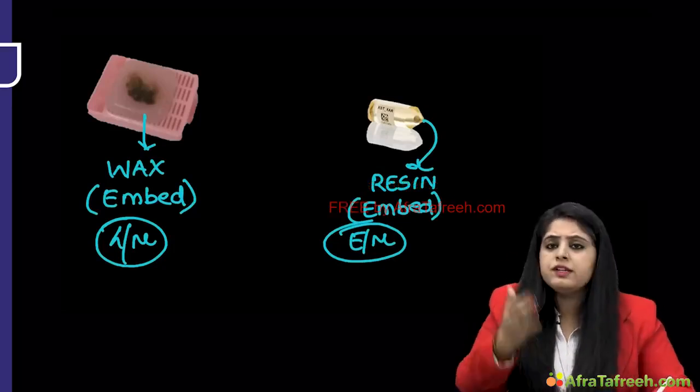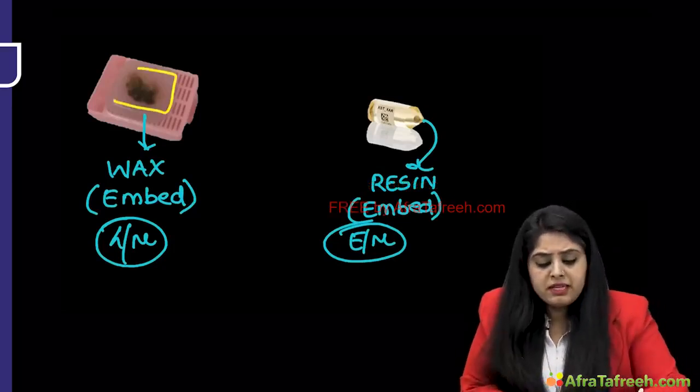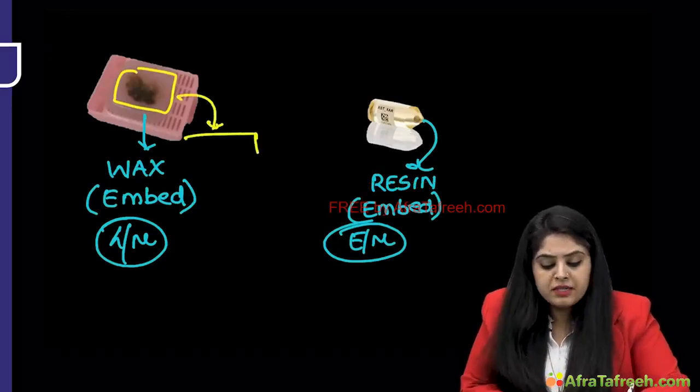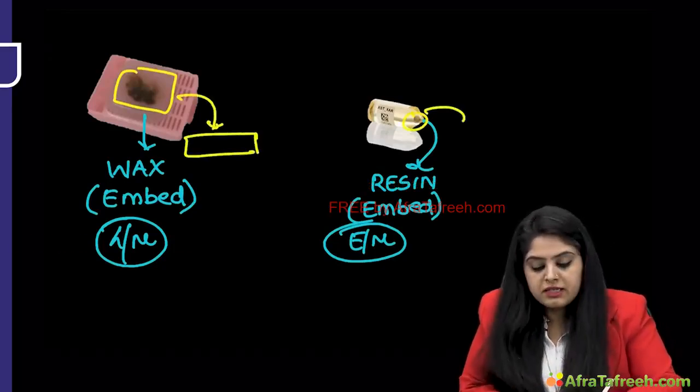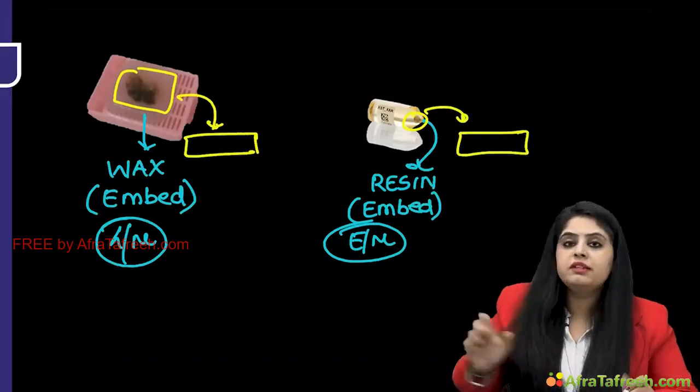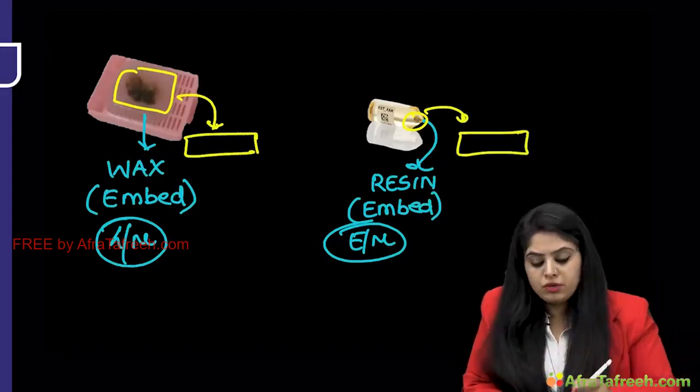So now see, your samples are ready. What will you do? You'll say cut through it. Cut it. There's a blade. Cut it. Put it on a slide. Similarly, cut it, put it on a slide. I want to look at the slide under the microscope. So, quickly cut it, put it onto a slide.